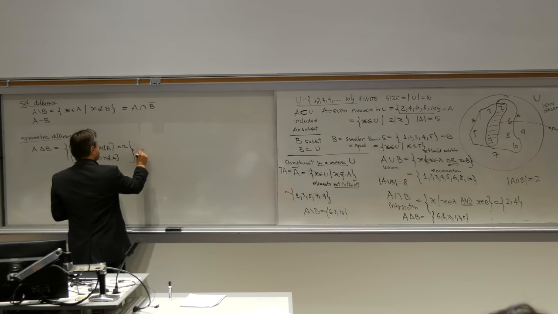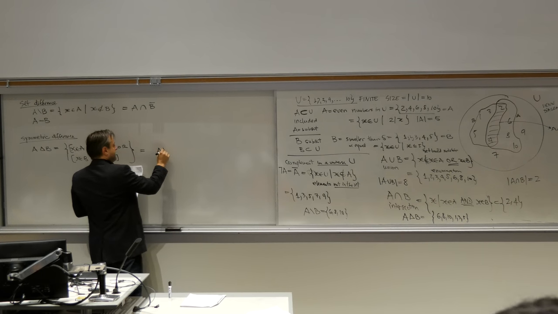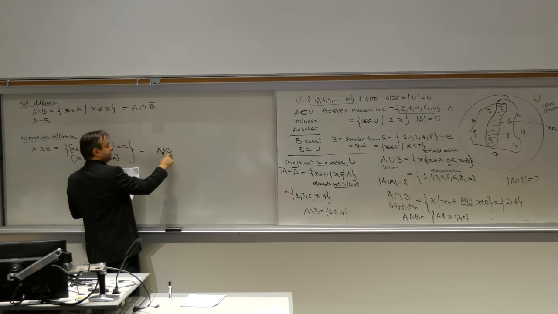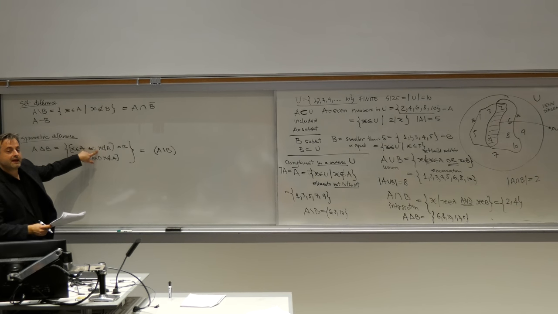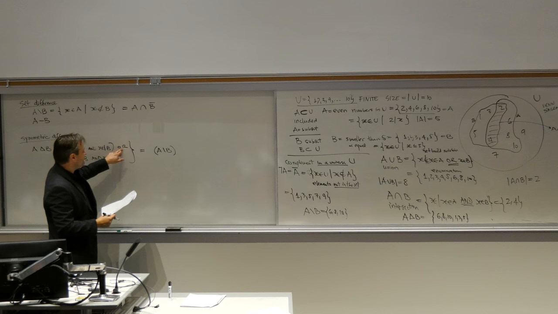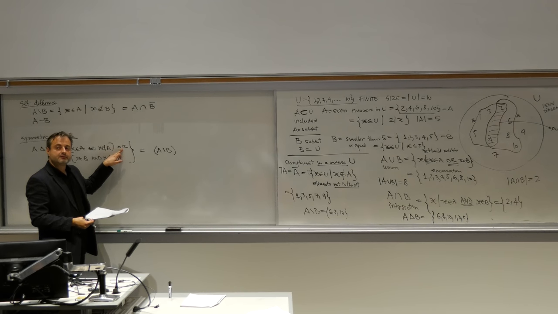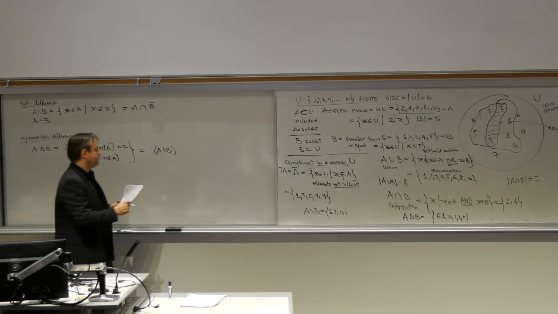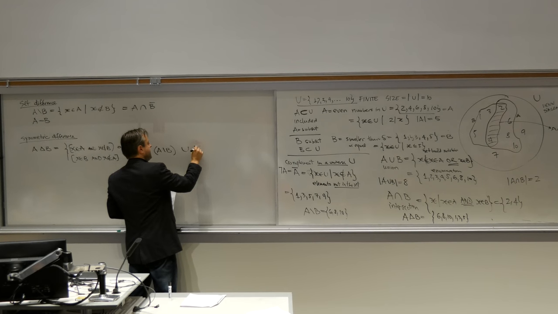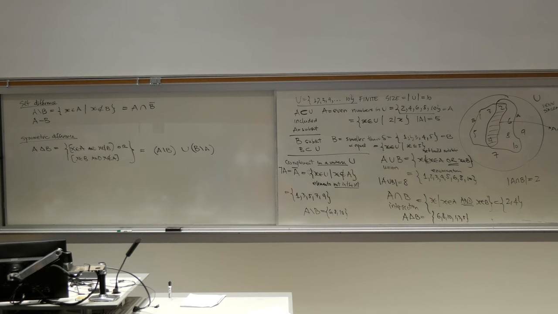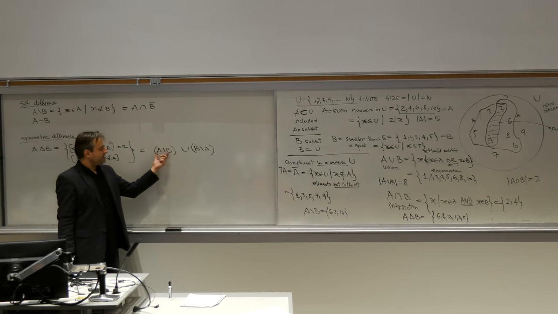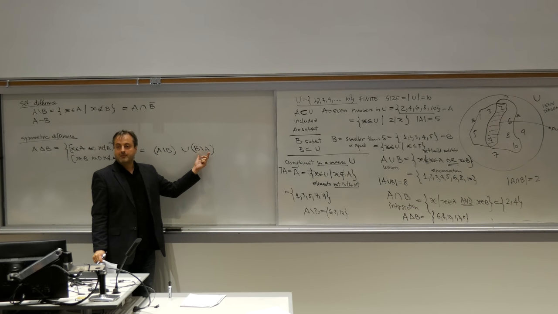So I could write this again as what's in A, not in B, right? This set, this part, is in A but not in B. And this corresponds in set notation to what? Union, B not in A. Again, what is it saying? All the elements that are in A and not in B, union with all the elements that are in B but not in A.